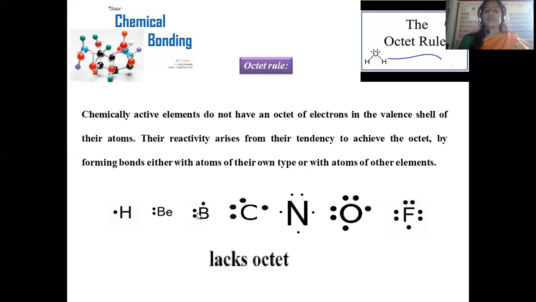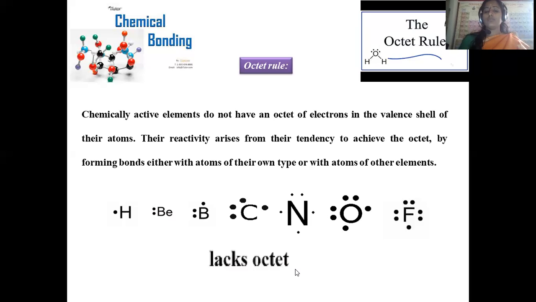If you go with boron with 3 electrons, how many more electrons are required? Let us consider its electronic configuration: 1s2, 2s2, 2p1, which means 3 electrons are there in the valency shell, as shown with the Lewis dot structure. It is 5 electrons short of the octet, so it is also having a lack of octet. Carbon, with 4 electrons, requires 4 more to reach the octet.